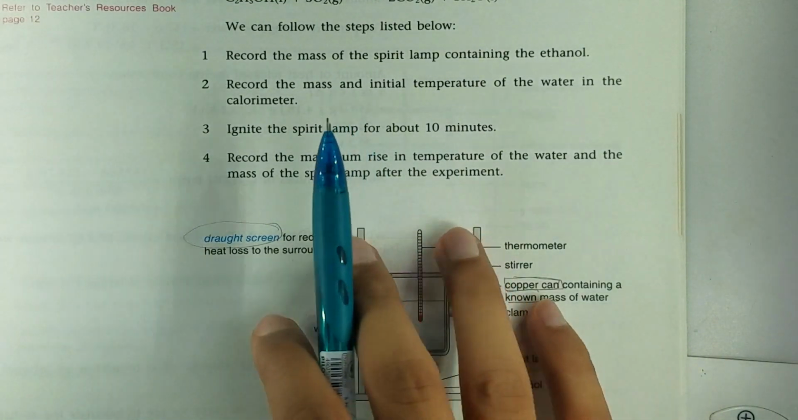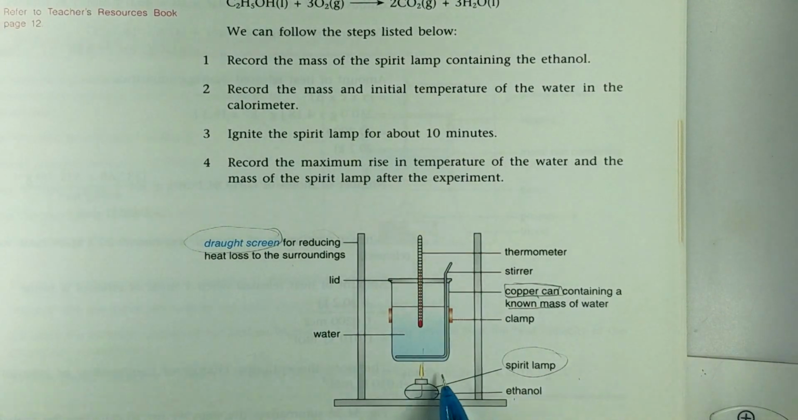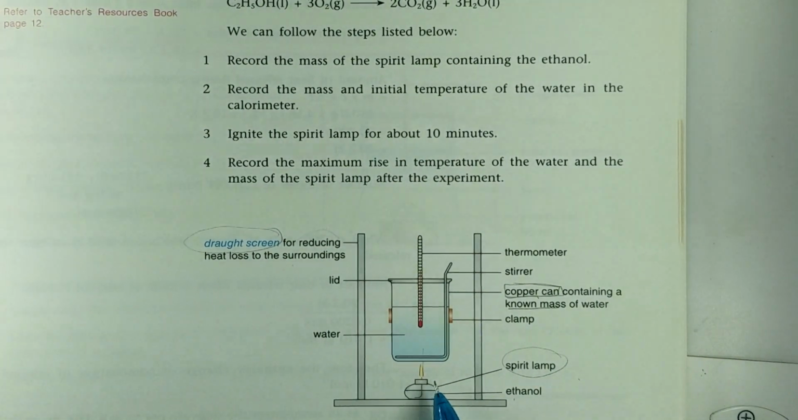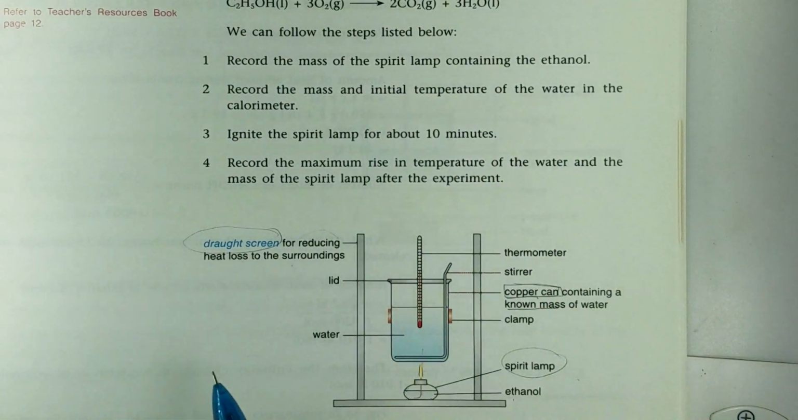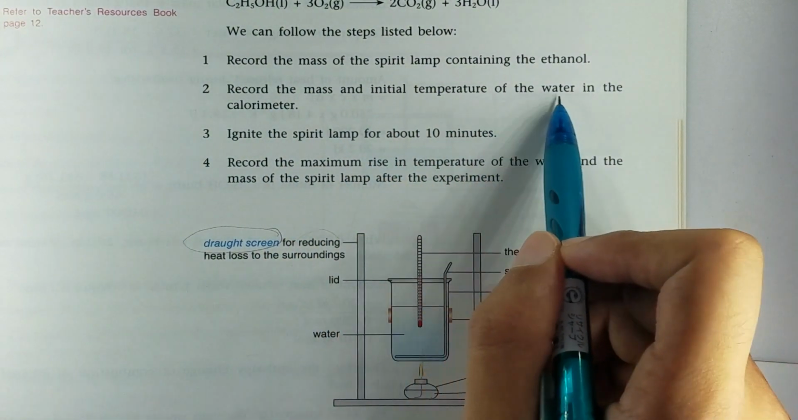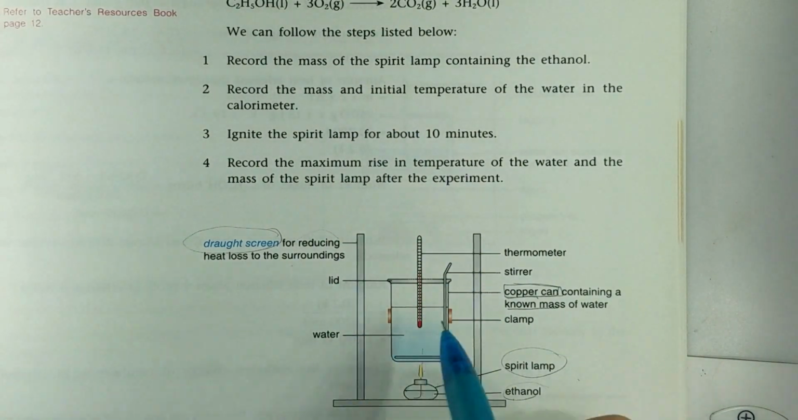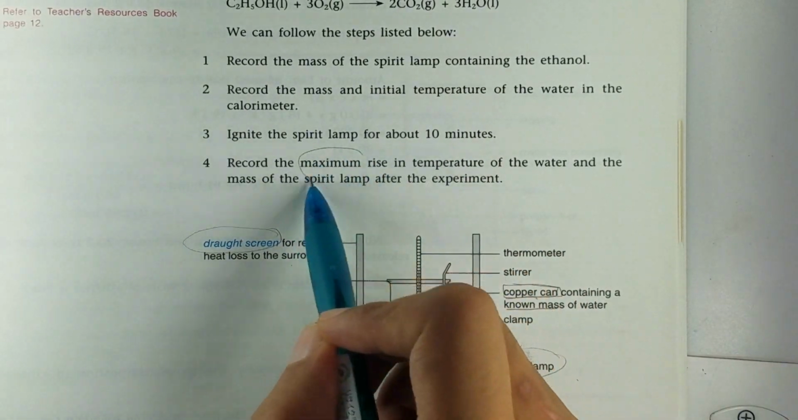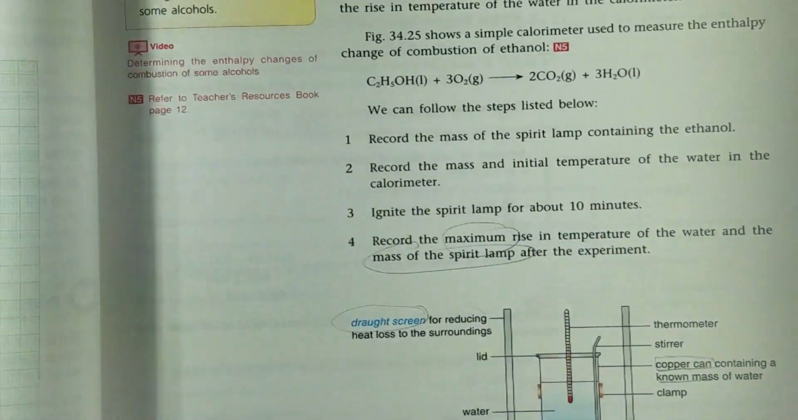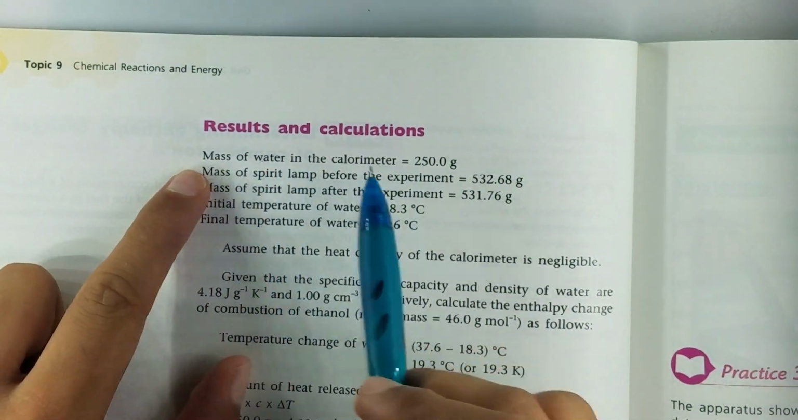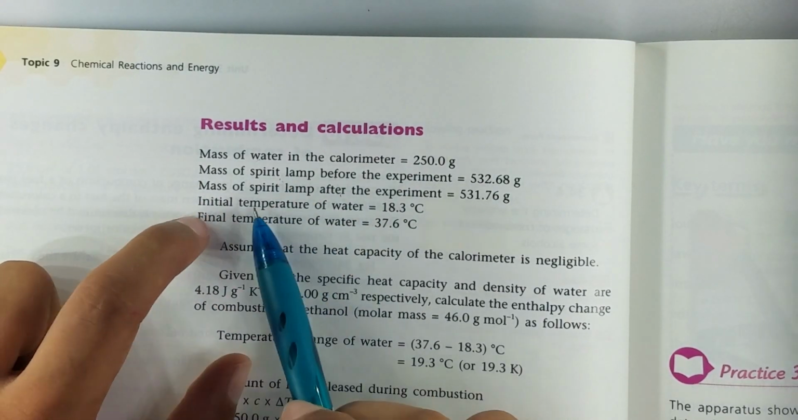So what are the experimental steps? It's quite simple. First, we measure the mass of the spirit lamp containing the ethanol. Why? Because after the experiment, we will have to measure it again, so we will find the change in the mass. The change of the mass will tell us how much ethanol was used. We will not be using all of it. Then record the mass and the initial temperature of the water in the calorimeter. This thing is still called a calorimeter. Ignite the spirit lamp and record the maximum temperature. Remember again, maximum. And record the mass of the spirit lamp after the experiment. So roughly you will always be given this data: mass of the water, spirit lamp before and after, initial and final temperature.